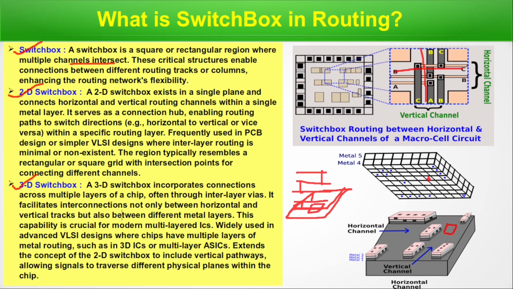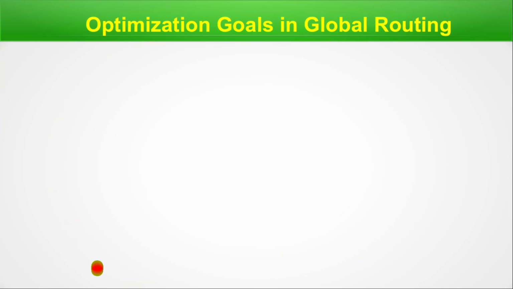It facilitates interconnection not only between horizontal and vertical tracks but also between different metal layers. This capability is crucial for modern multi-layer ICs widely used in advanced VLSI designs where chips have multiple layers of metal routing such as in 3D ICs or multi-layer ASICs. It extends the concept of the 2D switchbox to include vertical pathways, allowing signals to traverse different physical planes within the chip. That is a 3D switchbox. So we are done with this slide. We will move to the next slide.